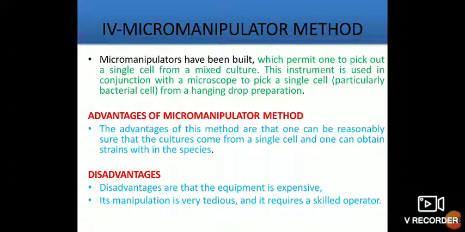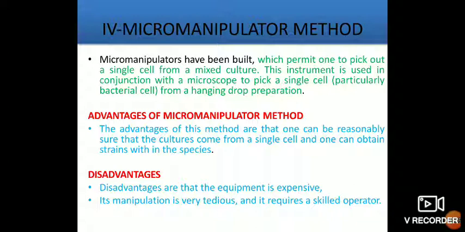Next is the micromanipulator method. As I said earlier, it's an instrument used to pick the colony. It is attached to the microscope so that we can pick a single colony from the plate. For example, if the plate has 100 or 150 colonies, we cannot identify which colony to take. So the micromanipulator is connected to the microscope, so that under microscopic conditions we can pick the perfect colony. It has advantages and disadvantages. The advantage is we can be reasonably sure that the culture comes from a single cell, and one can obtain a strain within the species. So from the mixed population you can pick a single strain.